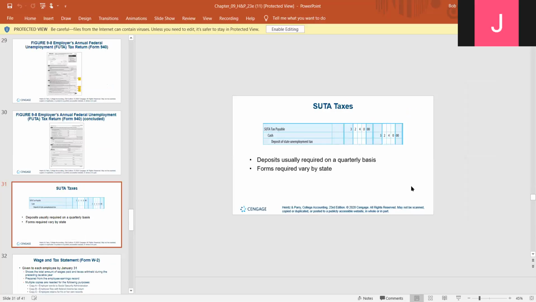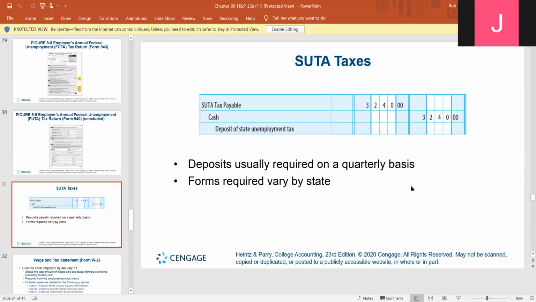FUTA, we're not going to look at the forms. And we had SUTA. Remember SUTA? We debit SUTA payable because now we're going to pay that $3,240, and we're going to credit cash.